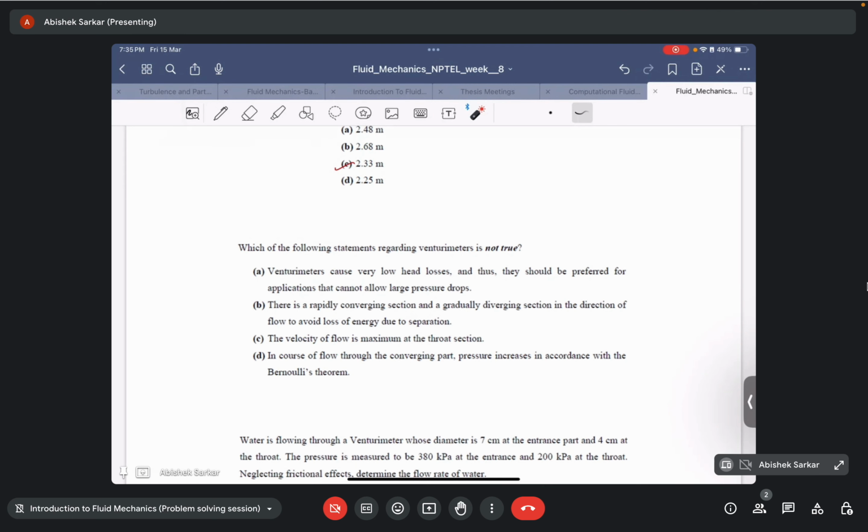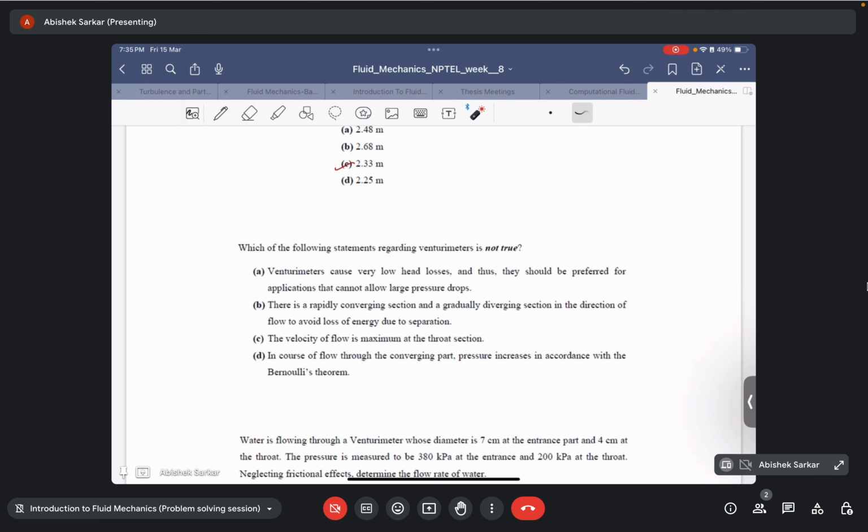There is a rapidly converging section and a gradually diverging section in the direction of the flow to avoid losses of energy due to separation. And just as I mentioned, the diverging section is made in order to reduce the losses in the flow energy because of flow separation. The velocity of the flow is maximum at the throat section.